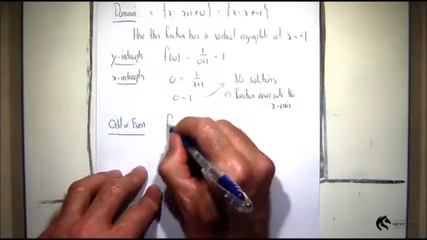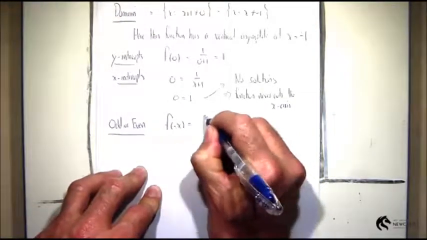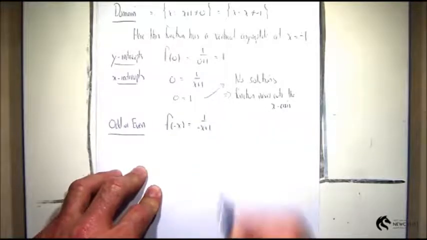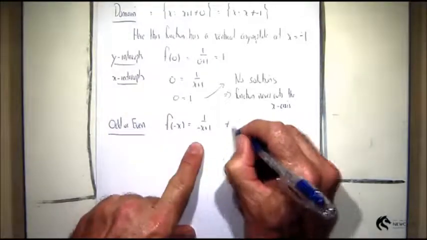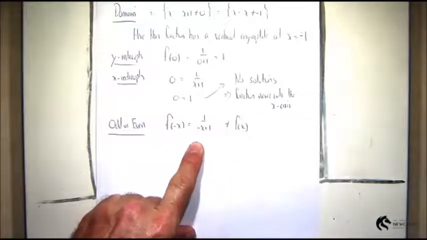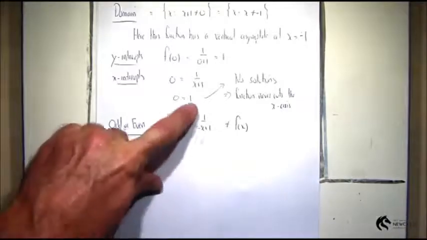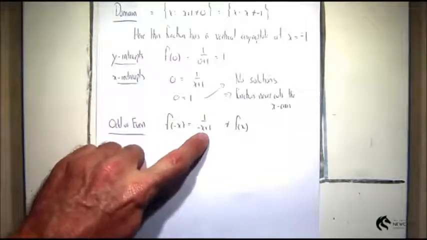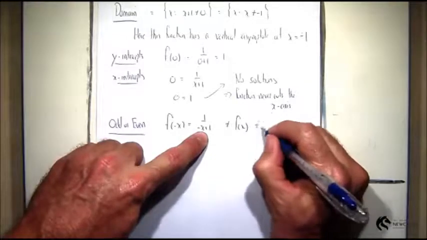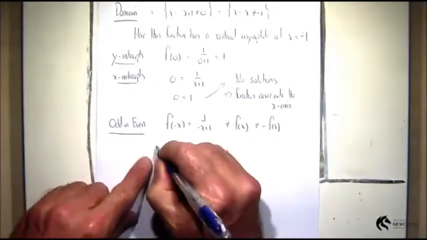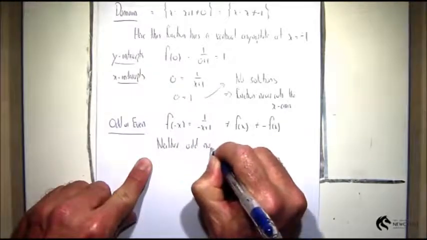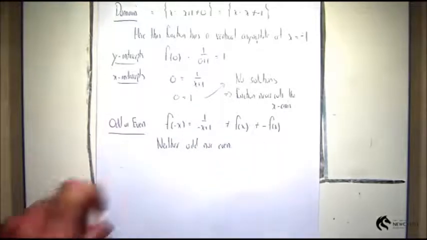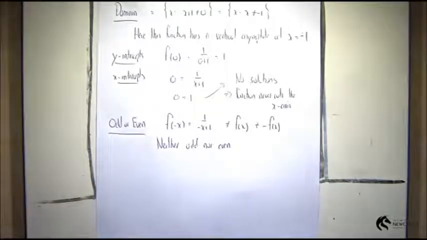So function minus x is 1 over minus x plus 1. That's not function x, so it's not equal to function x. And minus function x would be minus 1 on x plus 1, which is different to that. So it's also not equal to minus function x. So this thing is neither odd nor even. So sad face, that didn't help me. It was worth a try though. It was worth looking at.